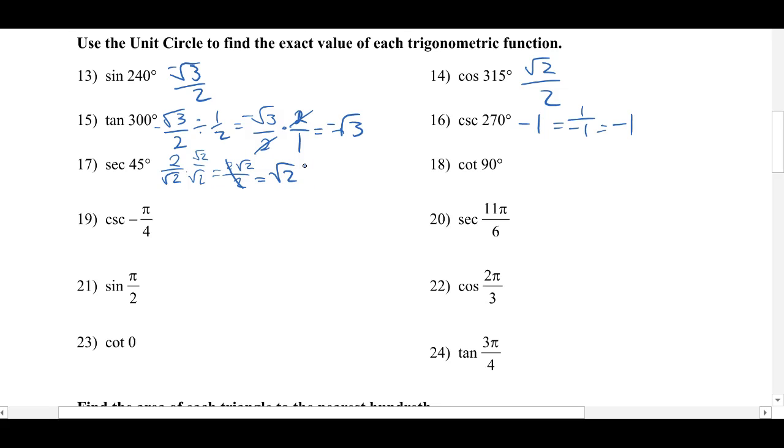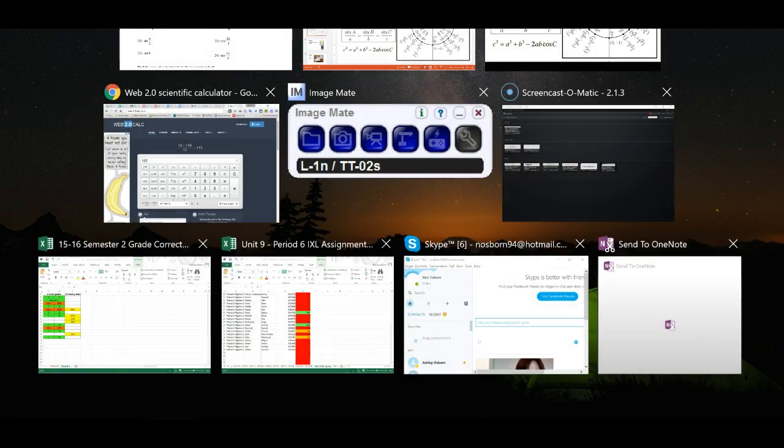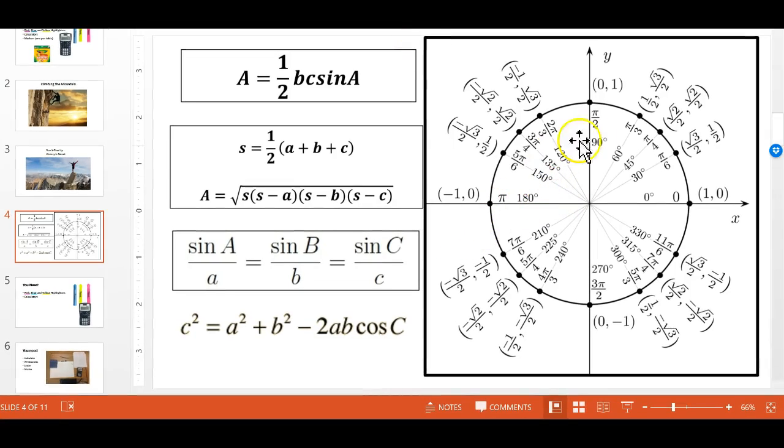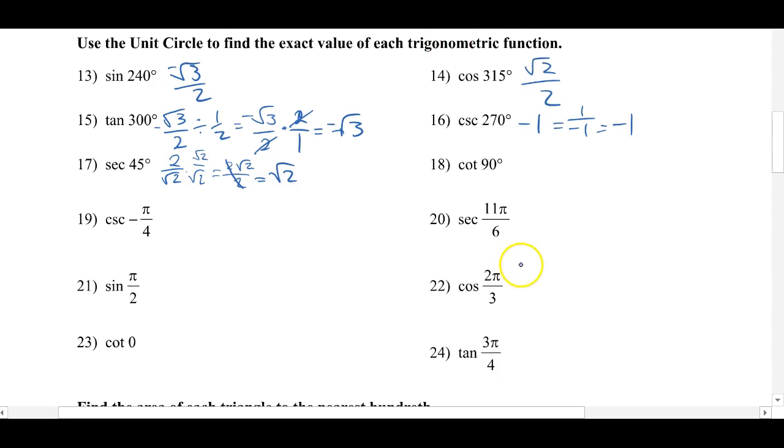Okay? And now when you see the radians, you're going to do the same thing. So let's do cosine of 2 pi over 3. Go to 2 pi over 3, find that on here, and here it is at 120 degrees. And we're looking for this cosine, so that's the x value, so it's negative 1/2. Okay, here's one that's a little bit different. How about cosecant of negative pi over 4?